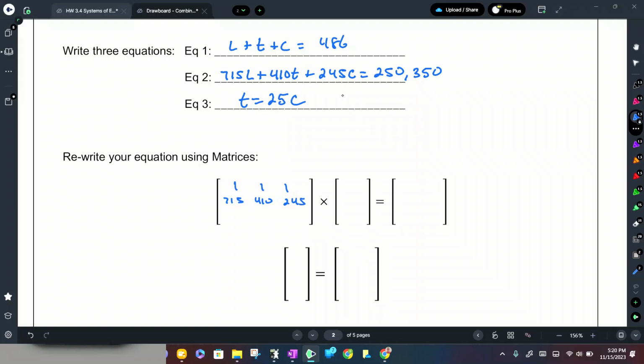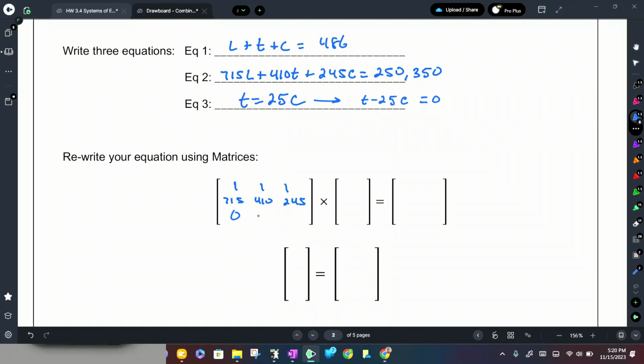And then we need to be careful. That's not in standard form. So I need to move my 25C over. I'm going to subtract 25C from both sides. And so we're going to get, there are no laptops on this thing. So we get T minus 25C is equal to 0. And so my L value for this one is 0.